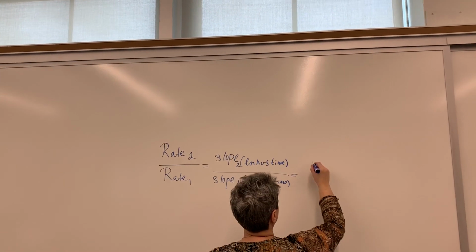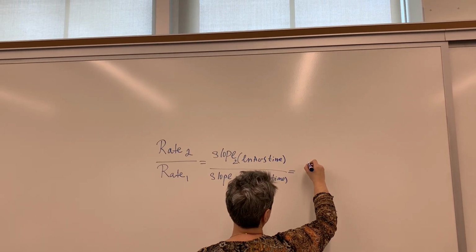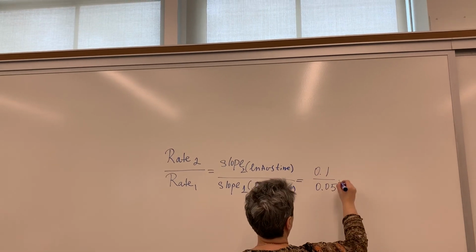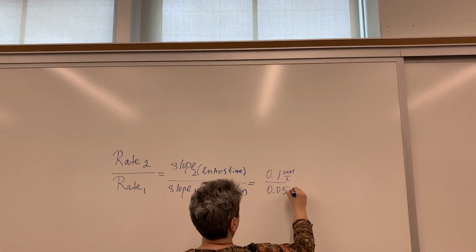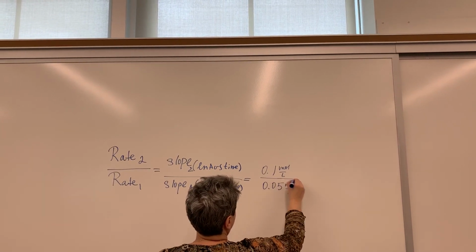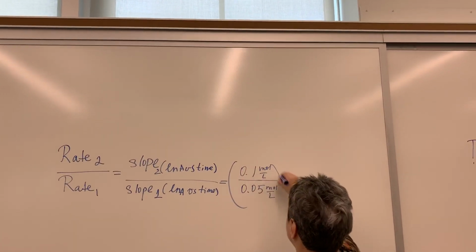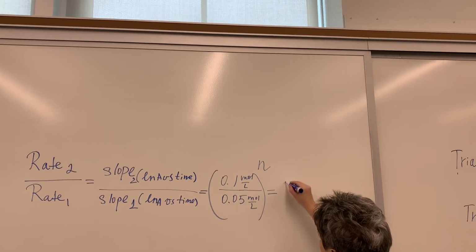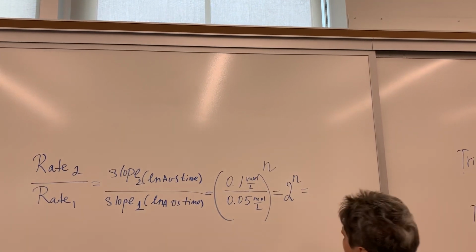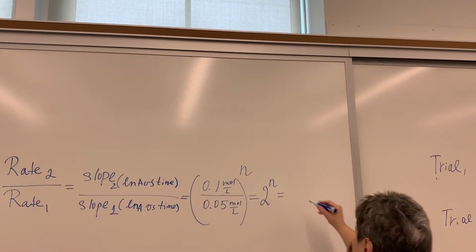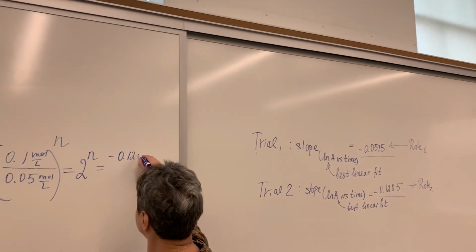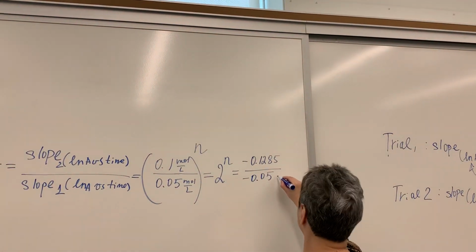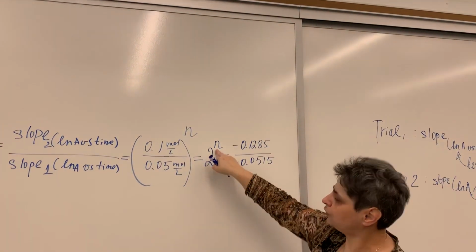And that would give me, again, your concentrations of hydroxide, which will be 0.1 molar in the second trial and 0.05 molar in the first trial, and of course this is to the order of n. So 0.1 divided by 0.05 to the order of n would give me 2 to the order of n. And then I'm going to use the slopes. I had minus 0.1285, and then I had minus 0.0515. So how do we solve for n from here?